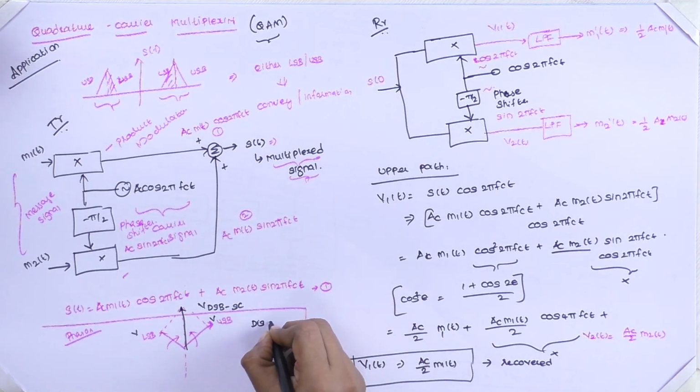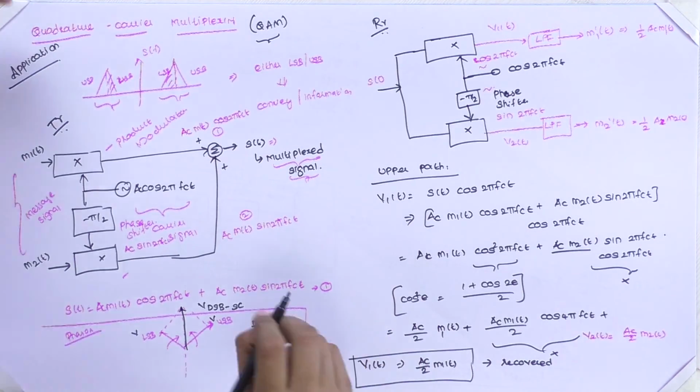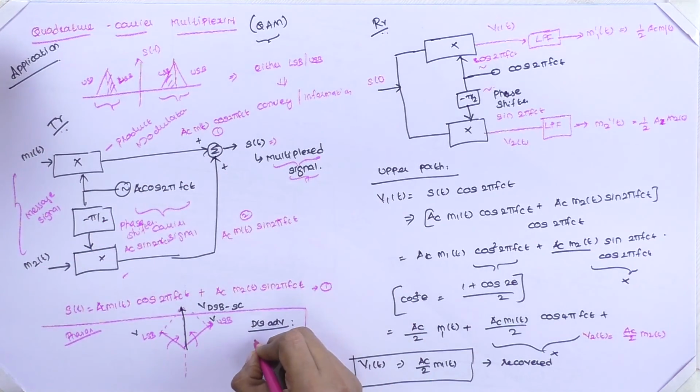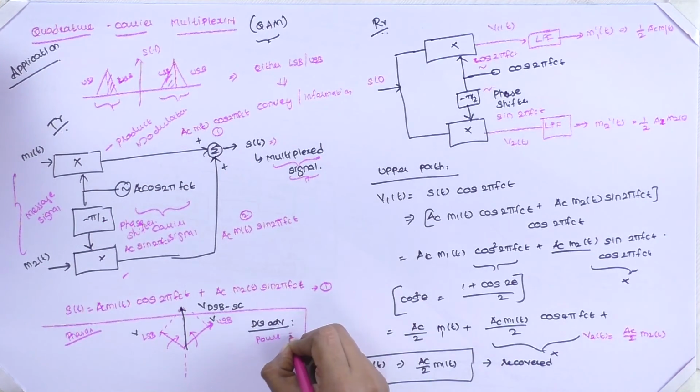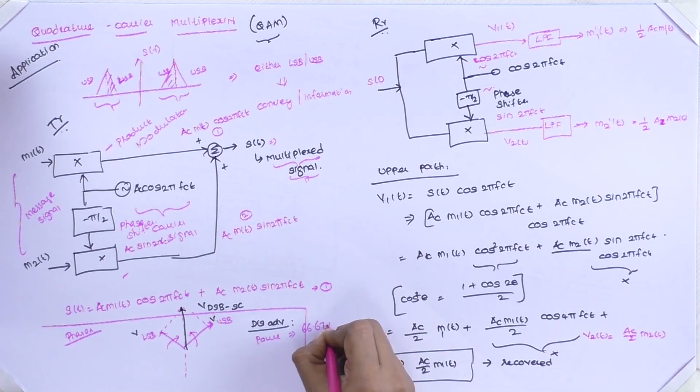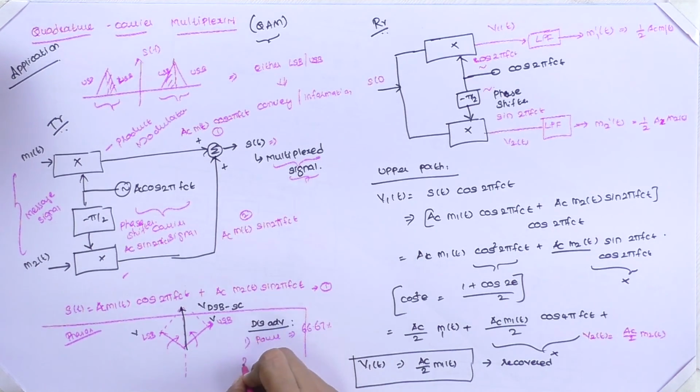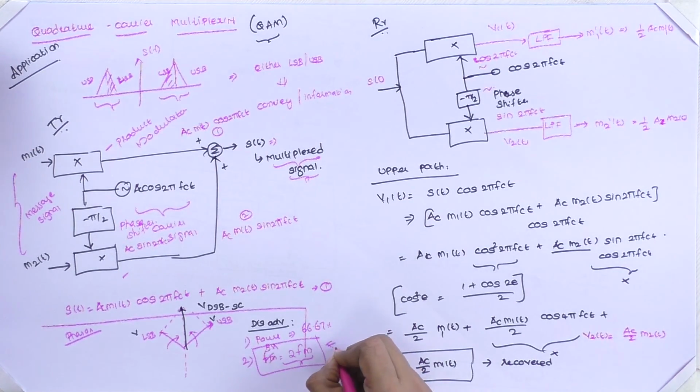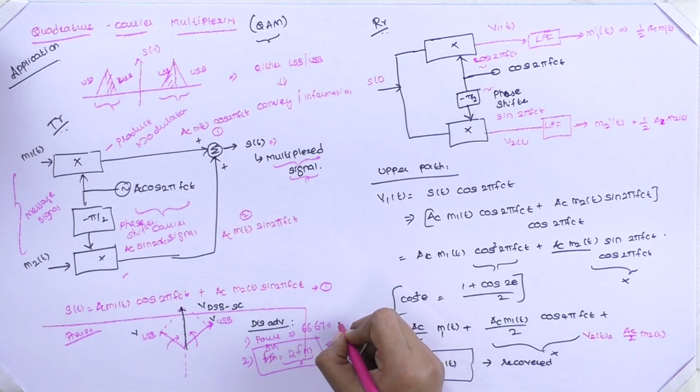We are going to see the disadvantage. Even though we have achieved a power efficiency of 66.67%, the bandwidth is twice that of FM. Therefore, we have not achieved bandwidth reduction; we have achieved only power distribution efficiency.